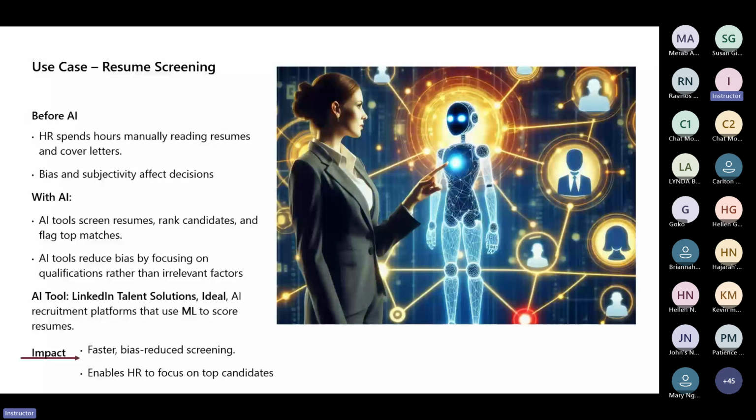All right. So before AI, HR spent hours manually reading resumes and cover letters, but we had bias and subjectivity which affected decisions. But with AI, we can screen resumes, rank candidates by suitability, and flag top matches based on some predefined job criteria as well. We can work with job description parsing, resume parsing, ranking candidates, candidate flagging. We have different tools that reduce bias by focusing on qualifications rather than irrelevant factors. Like the LinkedIn Talent Solutions tool, for example, or the Ideal tool.